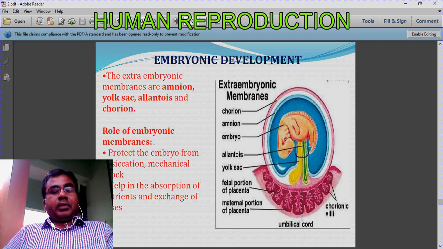What is the role of the embryonic membranes? What are the functions of the embryonic membranes? These embryonic membranes protect the embryo from desiccation, mechanical shock, and also help the embryo for absorption of nutrients and the exchange of gases.